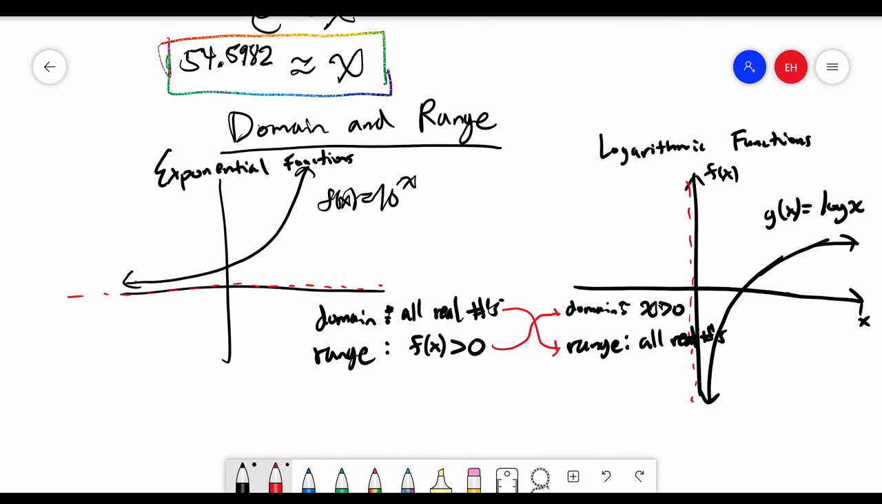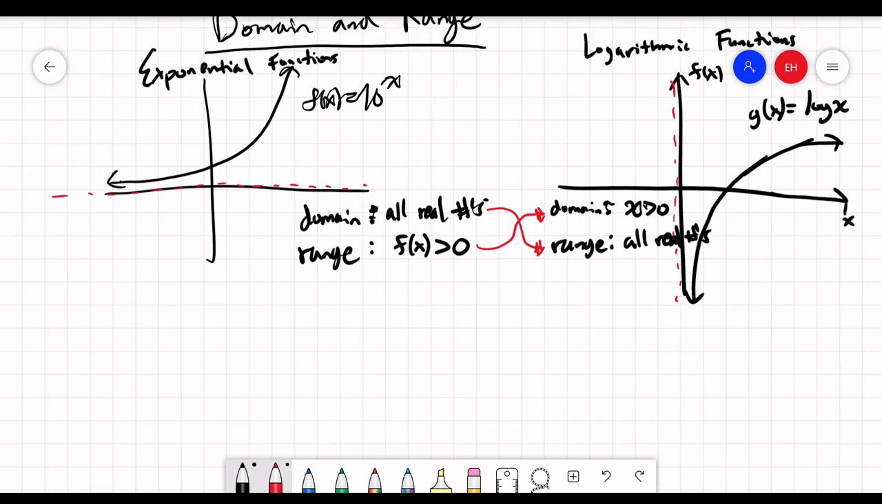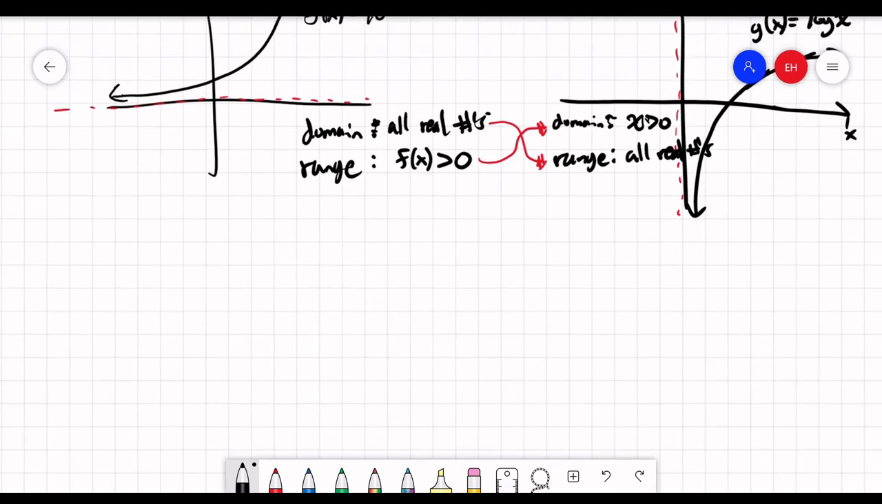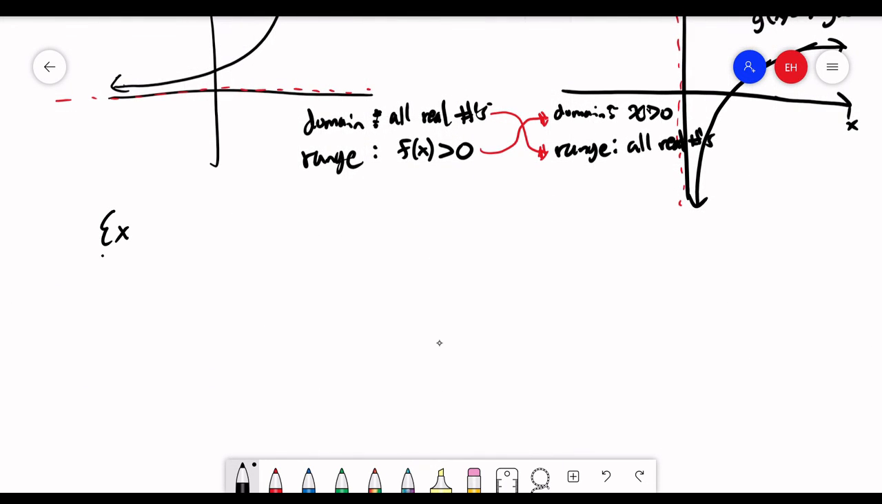And if you remember about inverses, the domain of the original is the range of the inverse, and the range of the original is the domain of the inverse. They kind of do a flip-flop, little flippy-floppy action there. So if you remember that, you could just figure it out right away without looking at the graph. Okay.